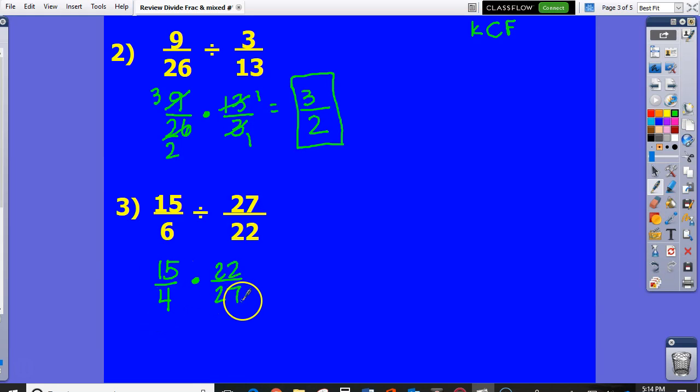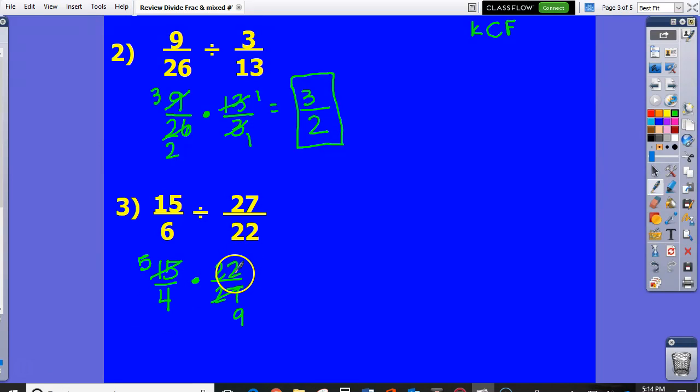At first look, people think, oh, there's nothing that goes into 15 and 27 but 1. That's not true. 3 can go into 15 5 times. 3 goes into 27 9 times. Don't just automatically think if the smaller number does not go into the larger, you can't cancel, because that is not true. The same thing happens here.